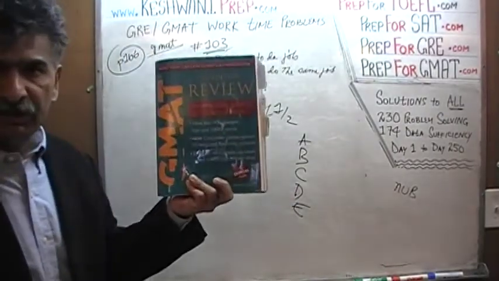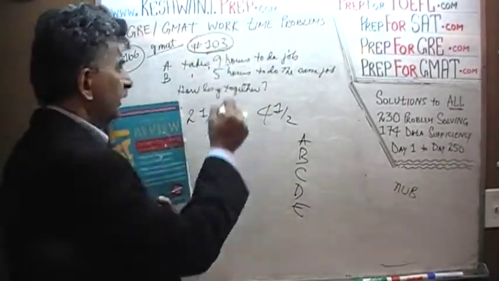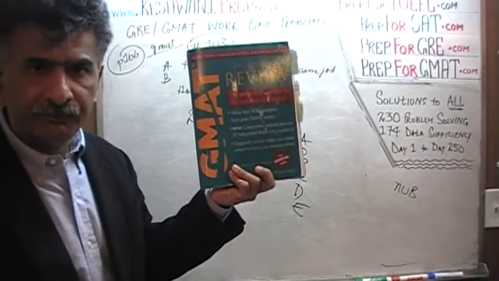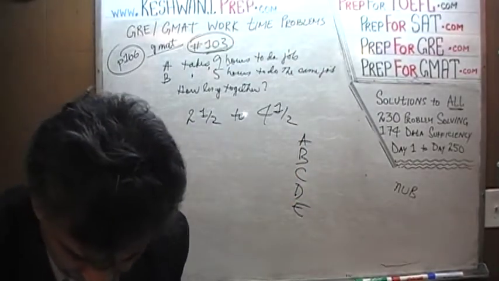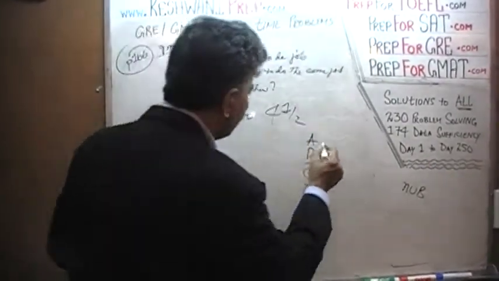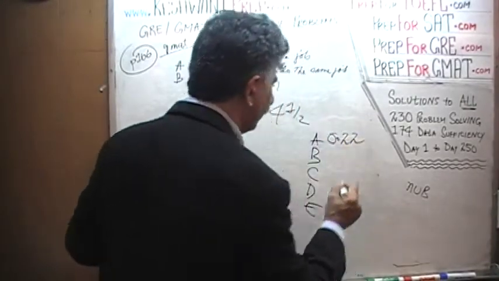Turn to page number 166. Question number 103. And that's exactly what it is. And you will see the answer choices that are given to us is 0.22, for crying out loud.